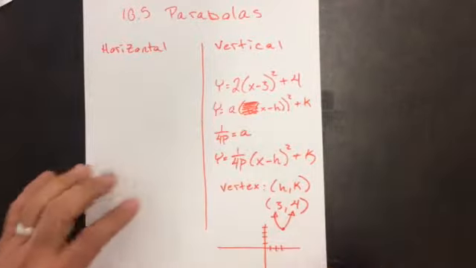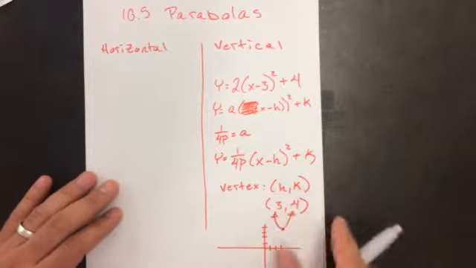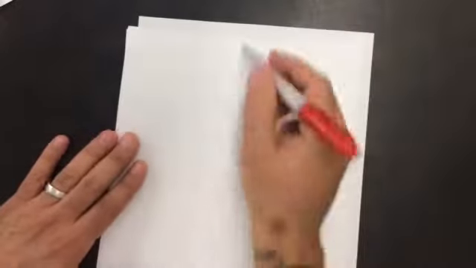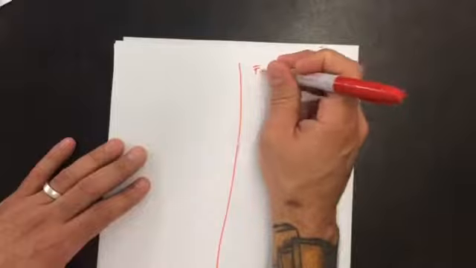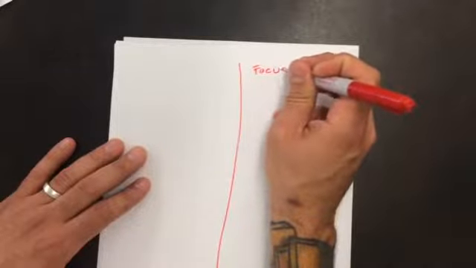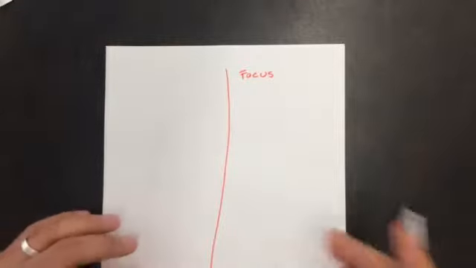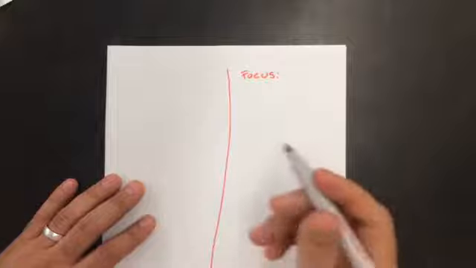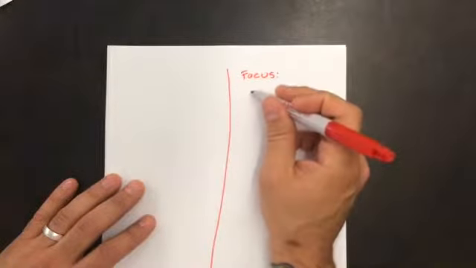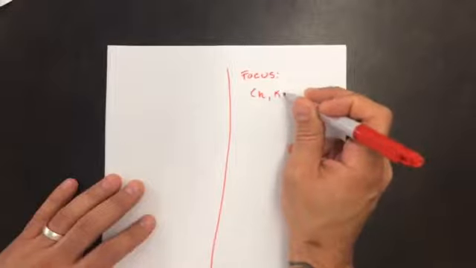Now we're going to do things slightly differently. We're going to find the vertex, which we already did. We're going to find the focus. I'm going to go on to another paper because I ran out of room. Focus is singular, and we were doing foci before because we had more than one. The focus on a vertical parabola is going to come from (h, k plus p).